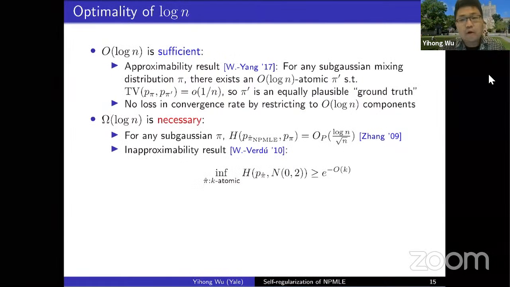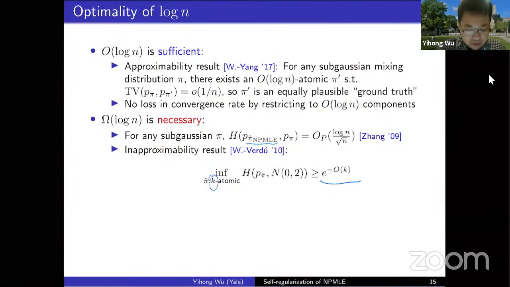And the second thing is that log n is also necessary. This relies on a negative result for approximation. If you take the mixing distribution to be, let's say, normal 0, 1, in other words, the true distribution is normal 0, 2, and you try to fit a mixture with unit variance, and your number of components is k, the best approximation error will not be smaller than exponential in k. But we also know from existing statistical guarantees that NPMLE is close to root n accuracy. So this says, just because of the bias, your k has to be at least log n to be compatible with existing statistical guarantees. So you know that log n is necessary as well.